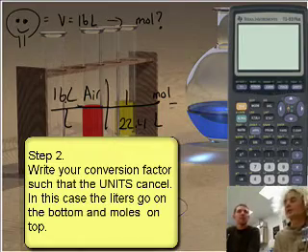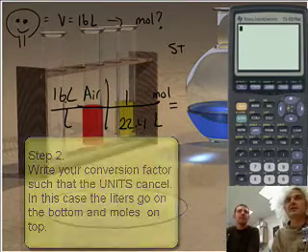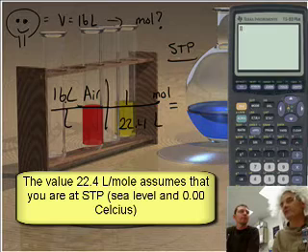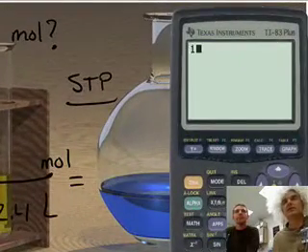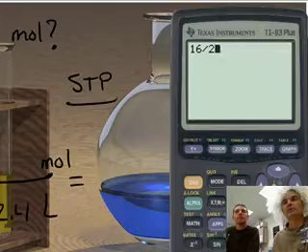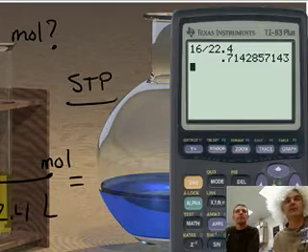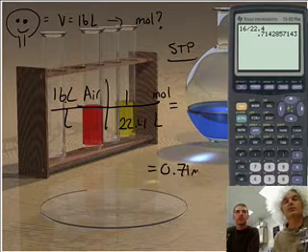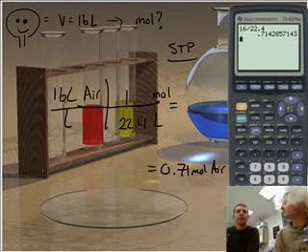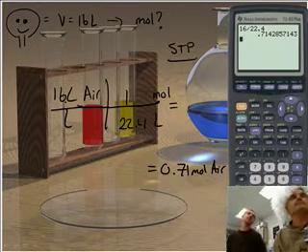Again, the 1 goes with the mole, and we're assuming this is at STP. We would probably say in the problem that it's at standard temperature and pressure. So at 1 atmosphere, sea level, and kind of cold, 0 Celsius, which is 32 Fahrenheit. So you take 16 and you divide by 22.4 because the 22.4 is on the bottom. That's pretty simple. So the answer is 0.71 moles of air.